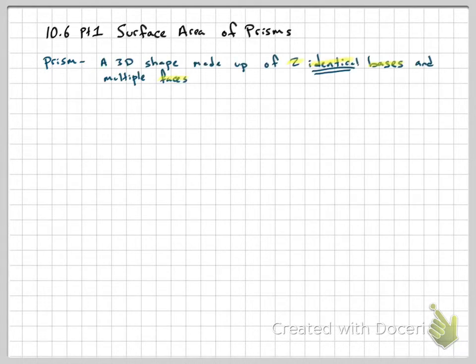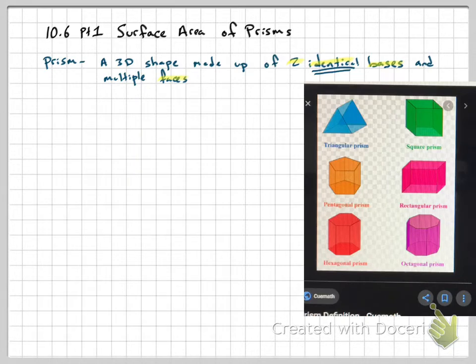Okay? So a prism is a 3D shape made up of two identical bases and multiple what we call faces. I'm going to be using the word base and face a lot throughout the next few videos. So the big thing to remember is that with a prism, there are two identical bases. Here are some examples of prisms: triangular prism, square prism, which is also known as a cube, pentagonal prism, rectangular prism, hexagonal prism, and octagonal prism.